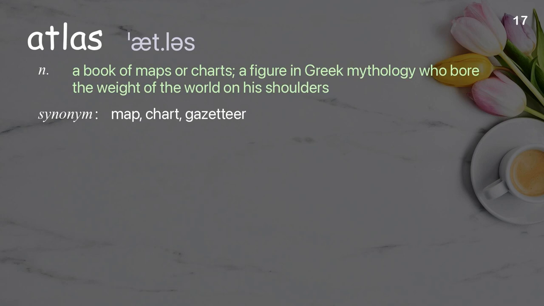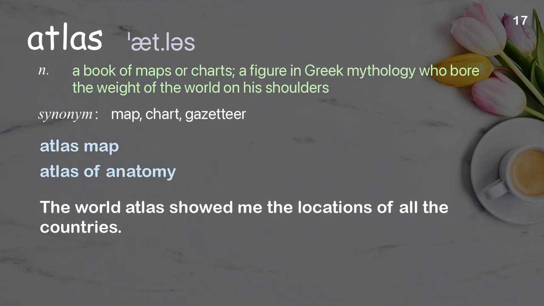Atlas. A book of maps or charts, a figure in Greek mythology who bore the weight of the world on his shoulders. Examples. Atlas map. Atlas of anatomy. The world atlas showed me the locations of all the countries.